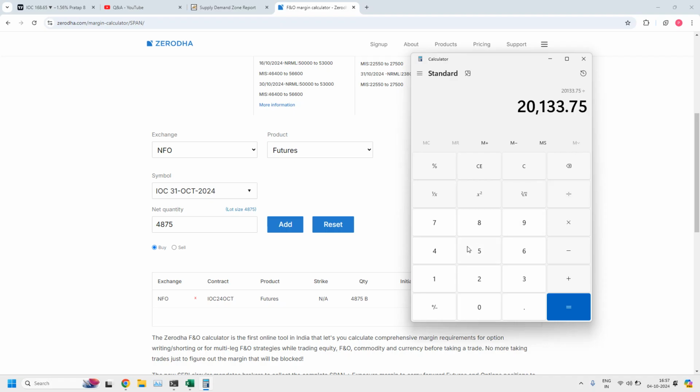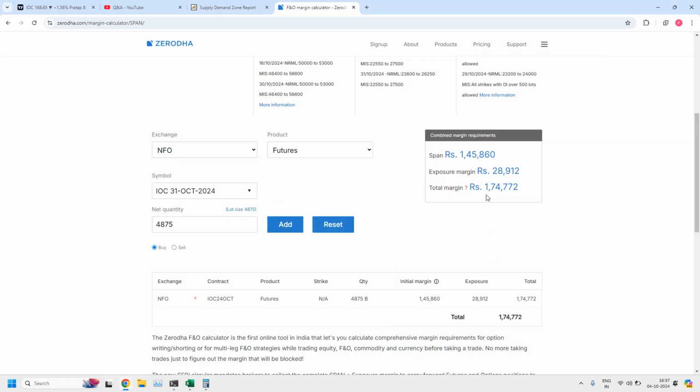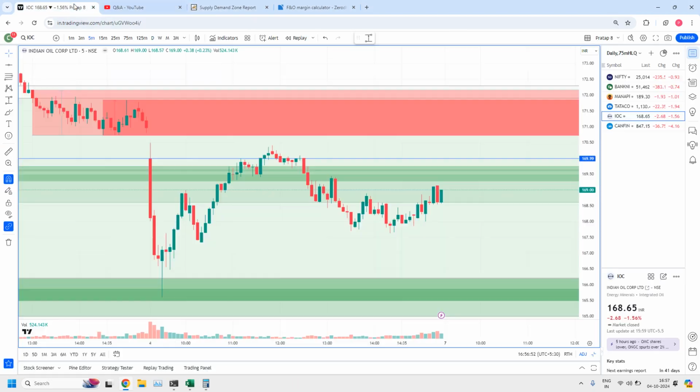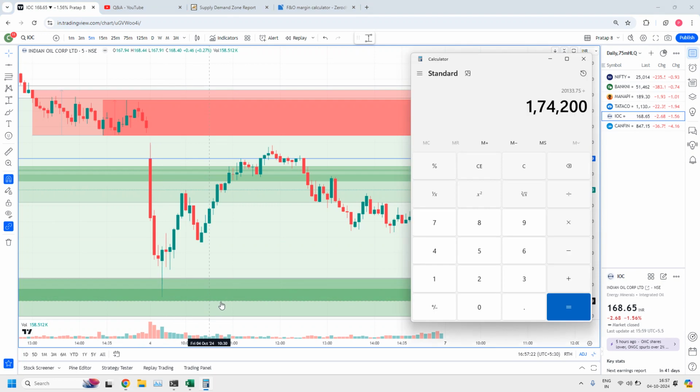So divided by 1,74,200, which could have been the cost of one future at this level, we got 11.5% ROI. This trade would have given you 11.5%, an 11% return on your investment. That too on a bearish day.